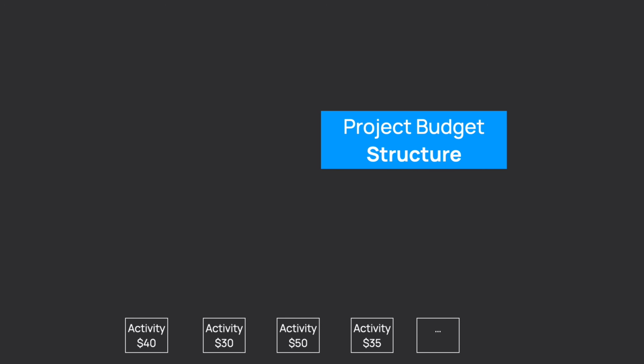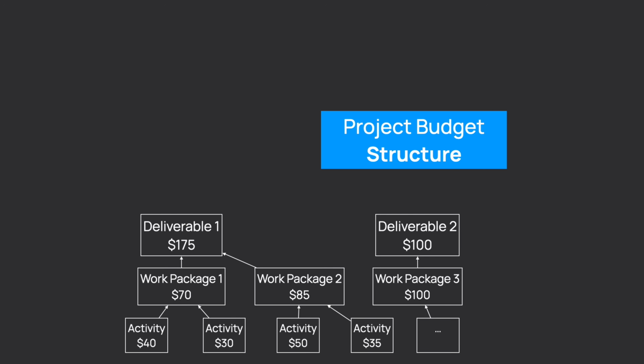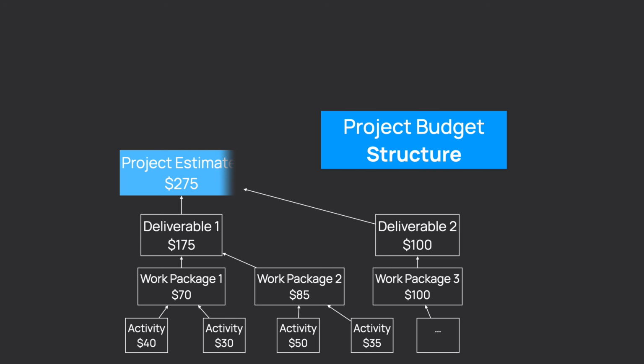So here's how you get the project budget. You start from the bottom and sum the costs of each task to the work package and deliverables levels. This includes the cost of labor, infrastructure, and additional licenses, as we just discussed. As a result, you get your project cost estimate.